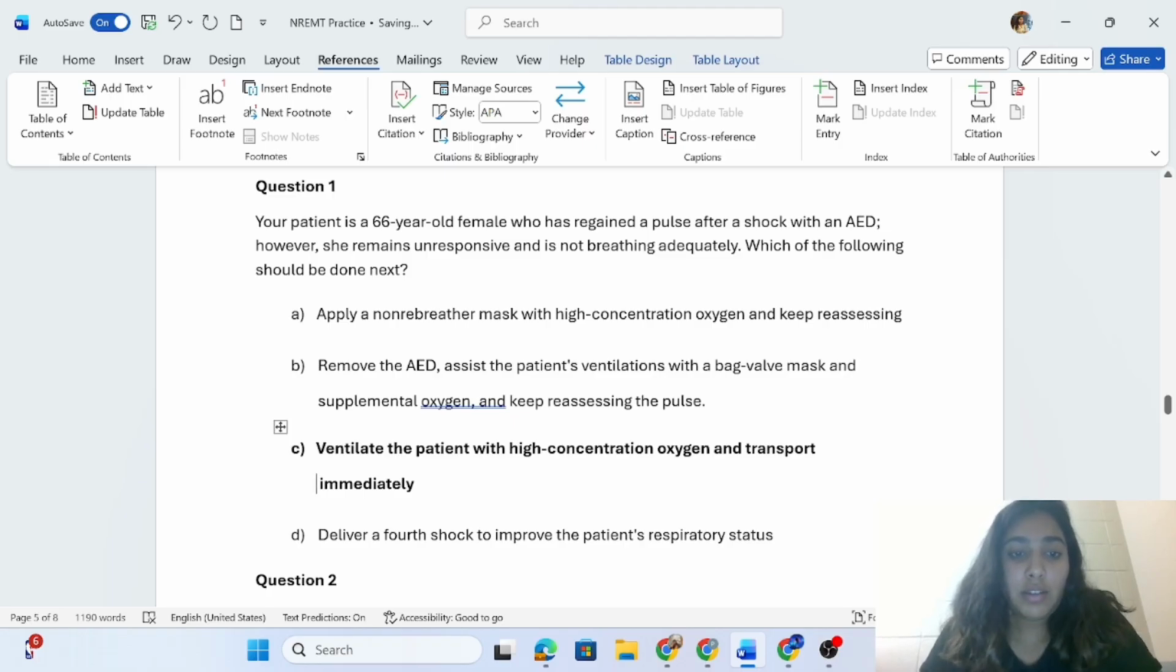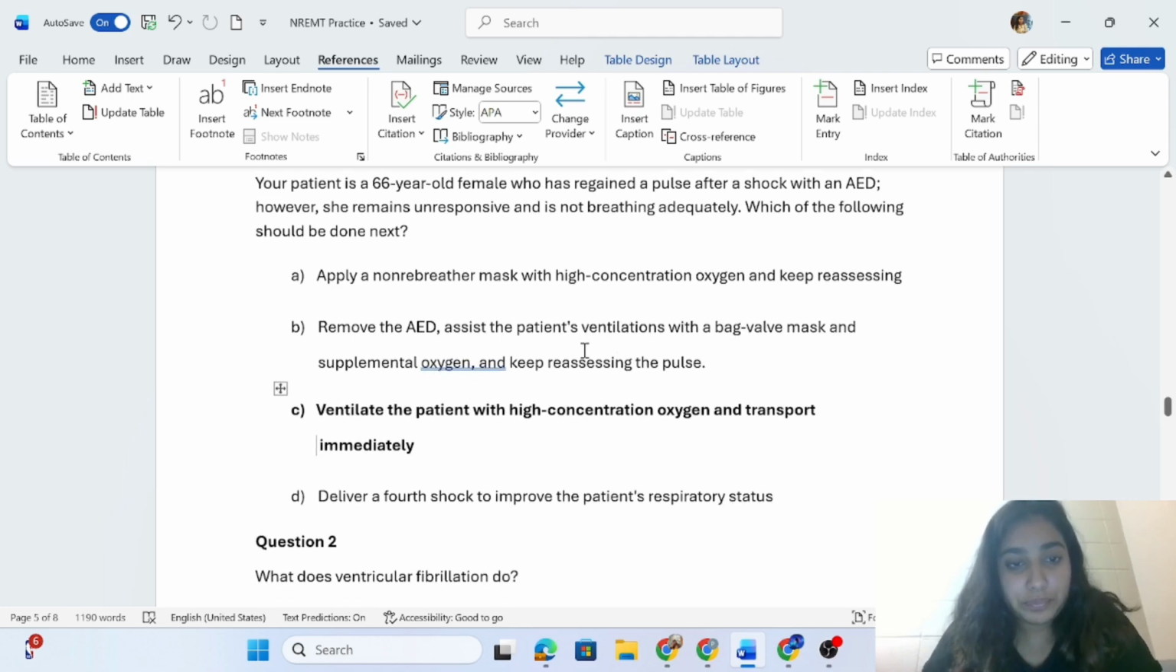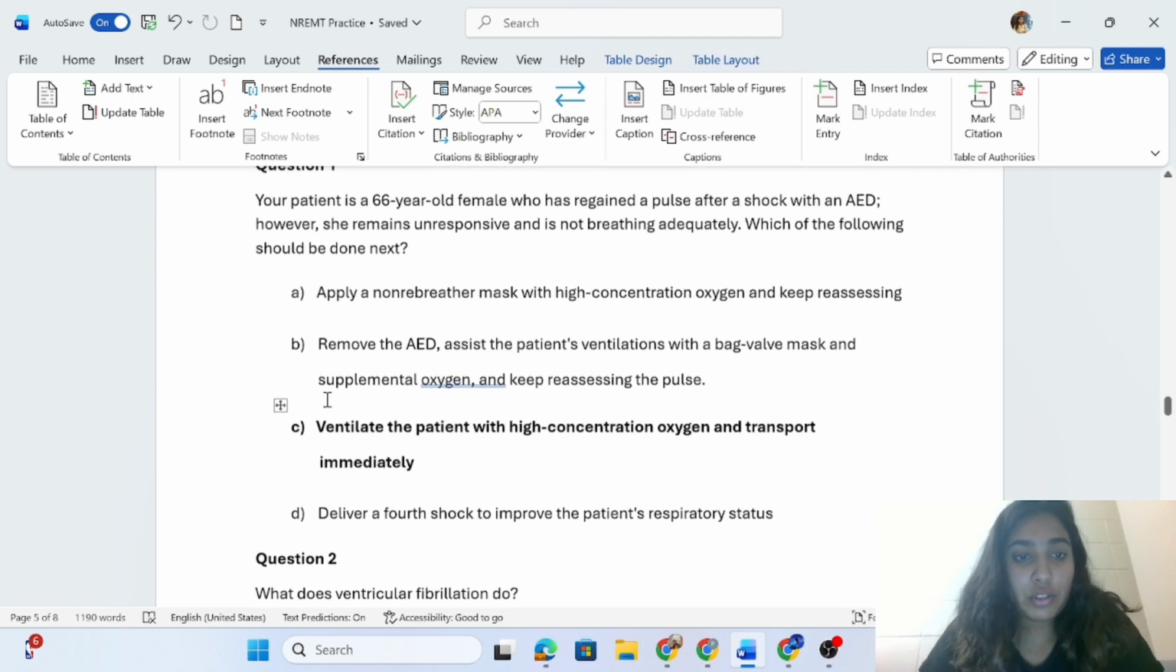So in this one, we'll just ventilate the patient with high concentration oxygen and transport, because we are not qualified to remove or stop the AED. We keep the AED on, ventilate the patient with high oxygen, and transport them so that the EMS doctors can see and take over. Removing the AED we should never do, and applying a non-rebreather mask is basically not enough.